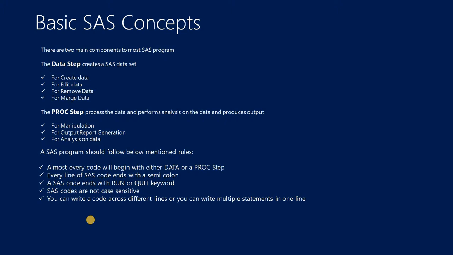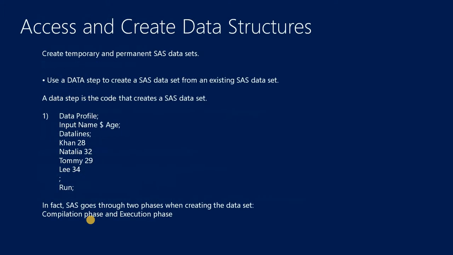A SAS program should follow the rules mentioned below. First, almost every piece of code begins with a data or a proc step. Second, every line of SAS code ends with a semicolon. Third, SAS code ends with a run or quit keyword. SAS code is not case sensitive. You can write code across different lines, or you can write multiple statements in one line.